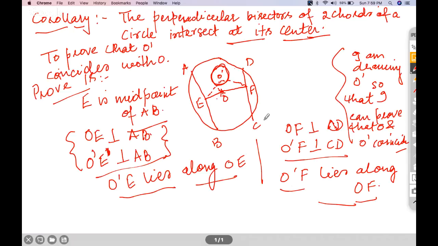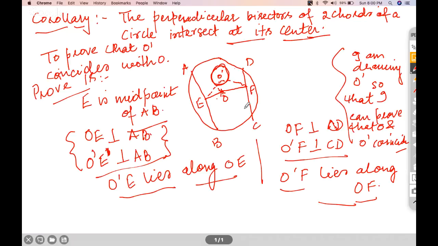Okay, so Anurag, what I'm trying to do in this corollary is prove that whatever perpendicular bisectors we draw on a chord pass through the center. So the idea behind this theorem is that I have to prove that all the perpendicular bisectors of any chord will pass through the center. How will I prove that any perpendicular bisector will pass through the center?